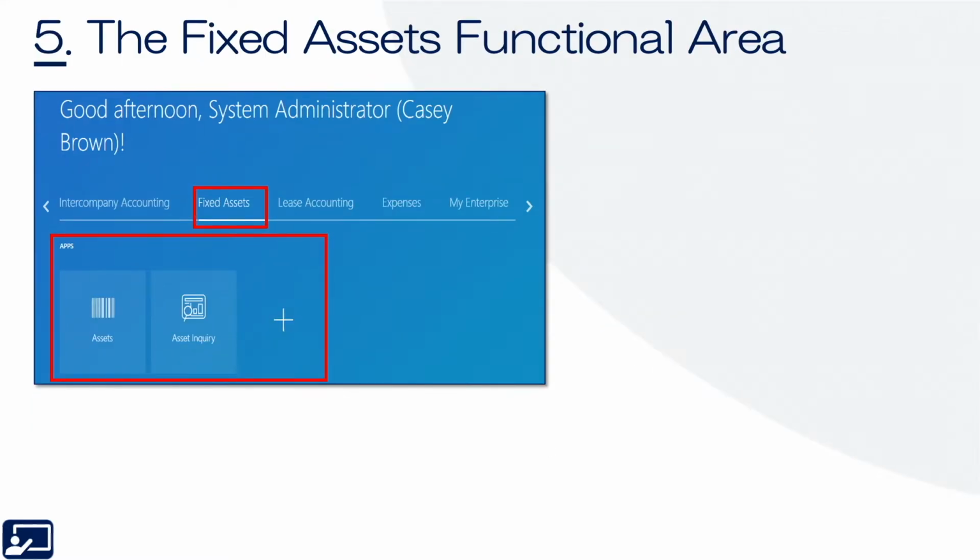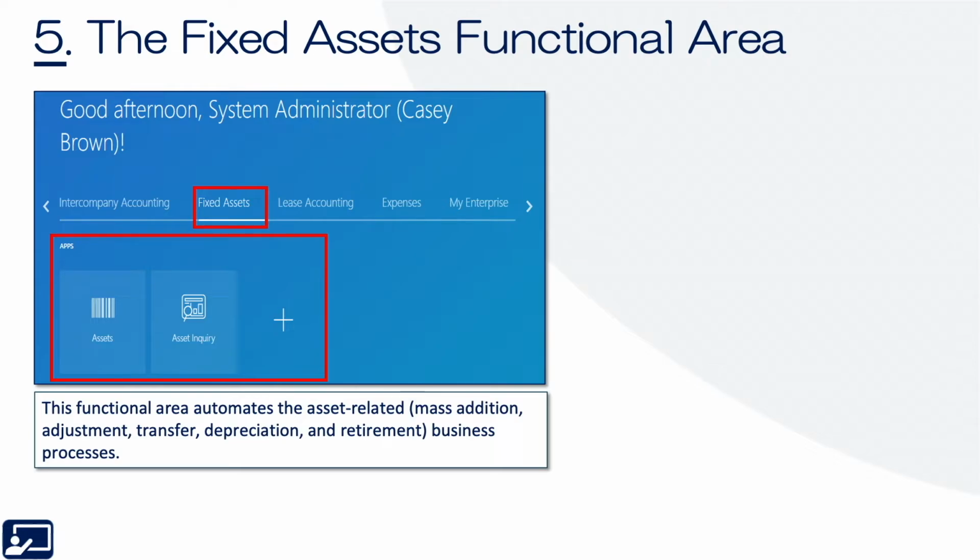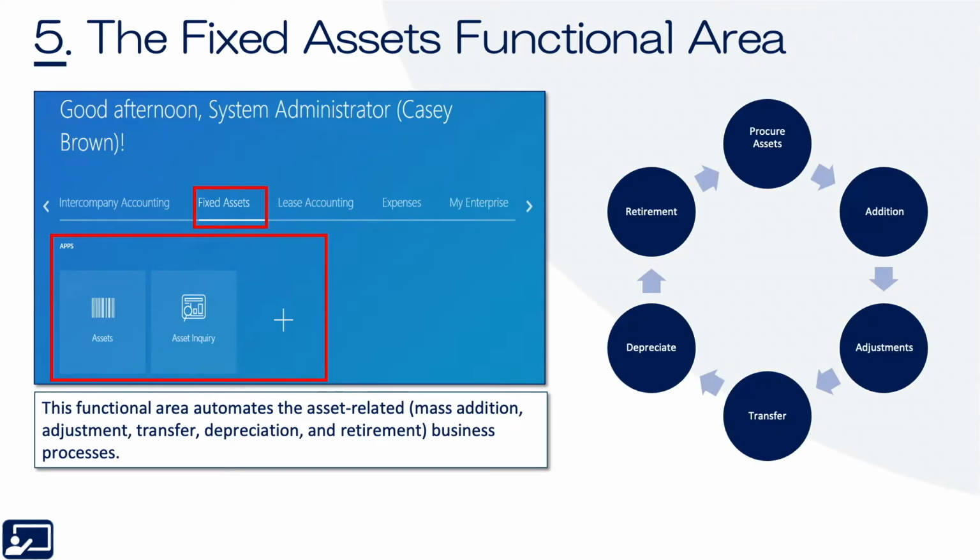Fifth topic, fixed assets functional area. So the image on the left shows the different applications in this functional area. This functional area automates the asset-related business processes, so mass addition, adjustment, transfer, depreciation, and retirement. Image on the right shows the fixed assets lifecycle flow. And to learn more about this functional area, watch the free Introduction to Fixed Assets course under the Discover menu.